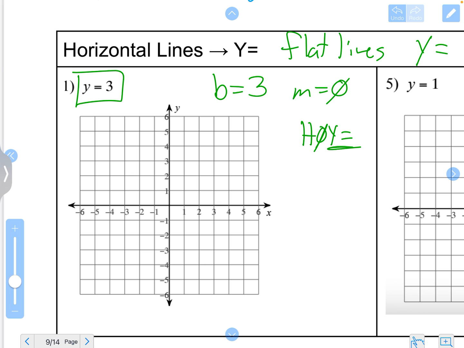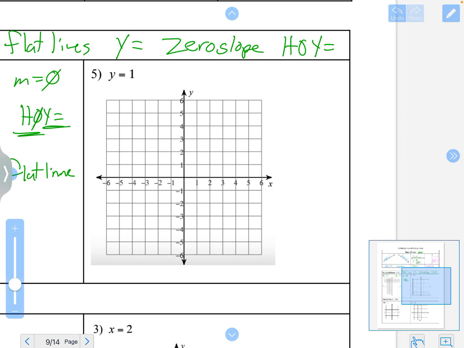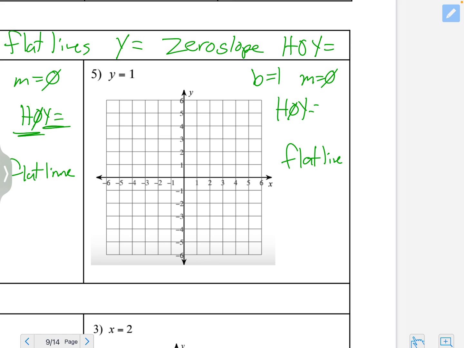So what that means is we're going to graph where our y-intercept is 3, and then we're going to draw a straight horizontal line, because anytime it's a HOY, it's a flat line. Horizontal or flat line. So same thing goes here. Our b equals 1. Because it's a HOY, our slope is 0, which makes it a flat line. And so y equals 1, so we're going to graph that y-intercept, and it goes all the way across.